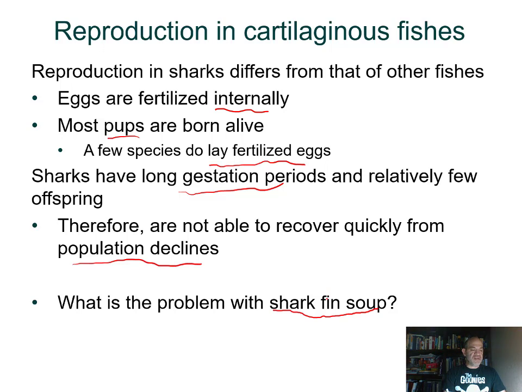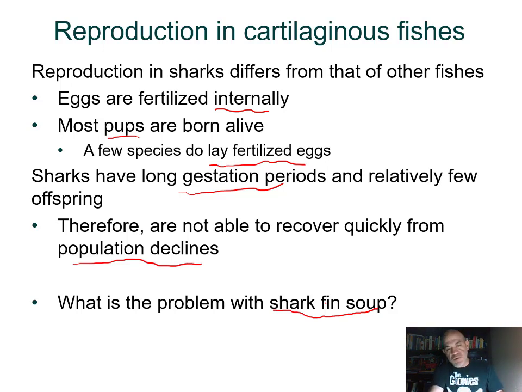And so there's a big financial incentive to go out there, catch lots and lots of sharks, cut off their fins, and don't even use the rest of the body. They just dump the dying shark into the water. They can't even swim, and they don't regrow their fins. And so a lot of the sharks are now threatened with extinction, and they are important.